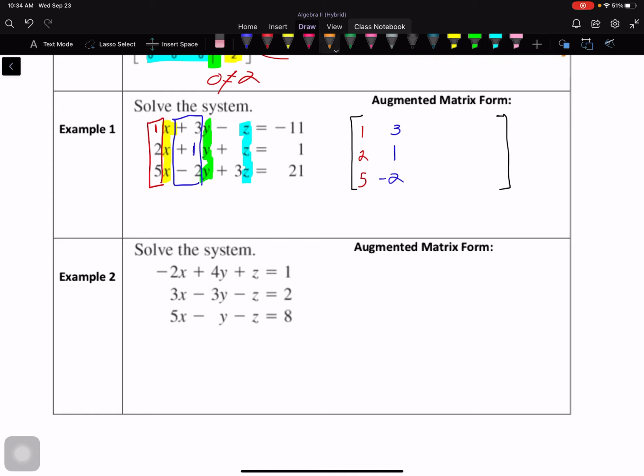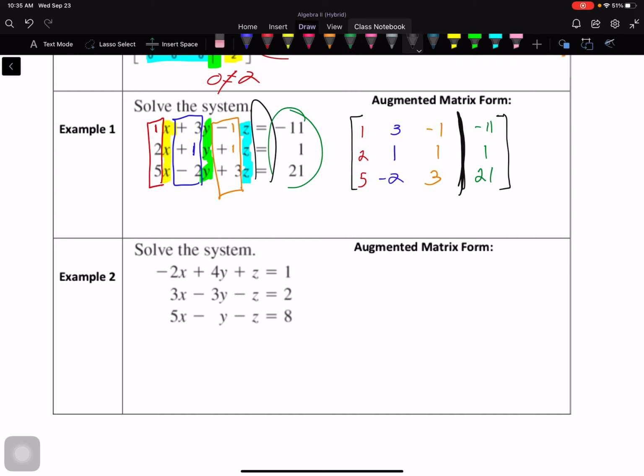And then the z's are all right here. So again, take the coefficients, include the signs. So we have a negative 1. This one's a positive 1. And then a positive 3. So then we're going to draw where the equal signs are right here. We're going to put a bar. To the right of that bar are the answers. So negative 11, 1, and 21. So if we had the calculator app open, we could enter the matrix and go ahead and solve using that. But for right now, we're just working on setting this up.